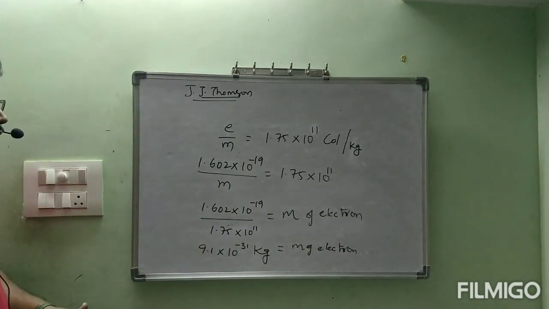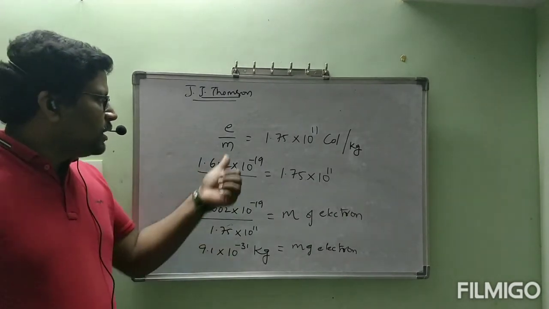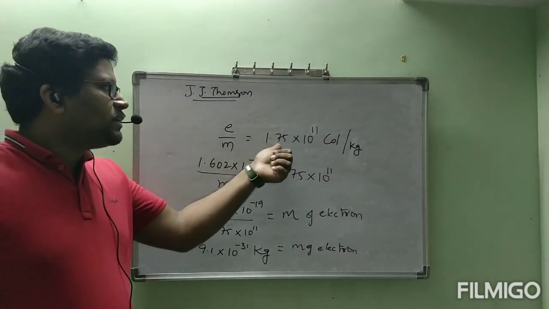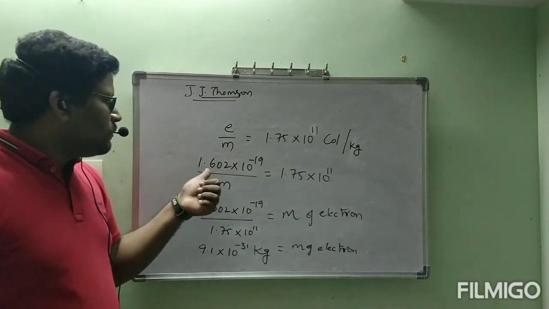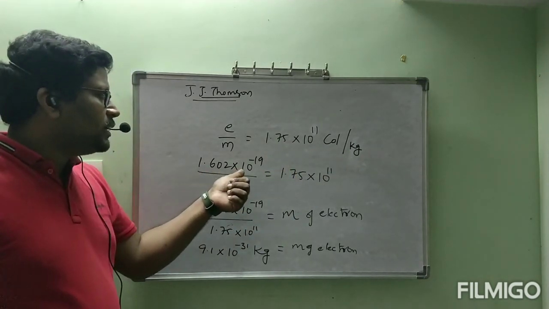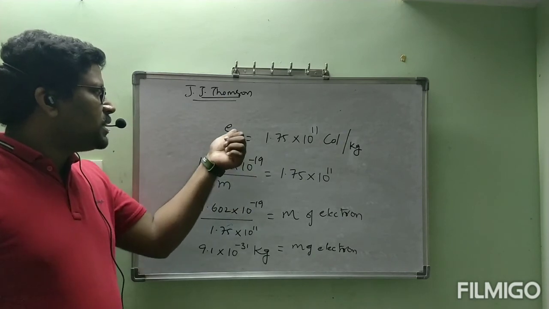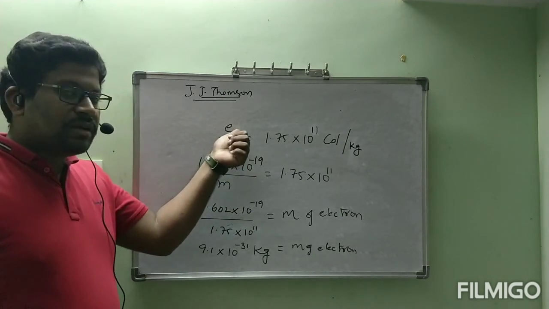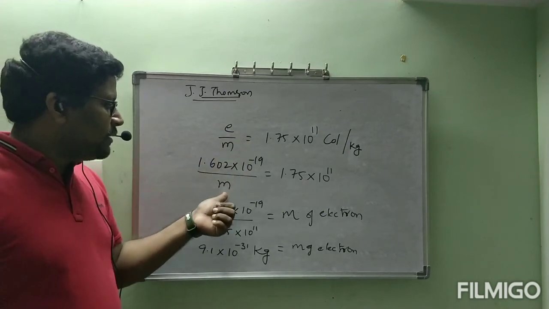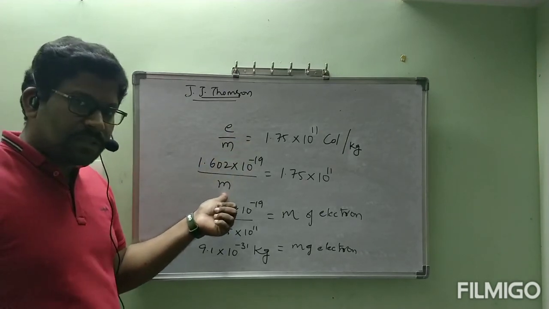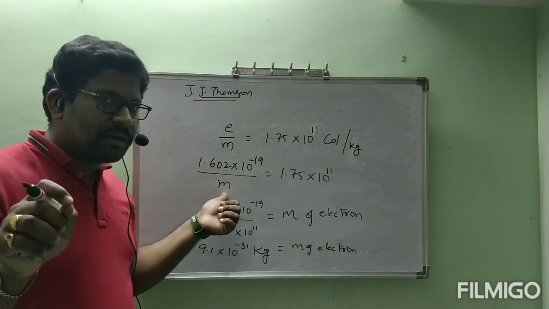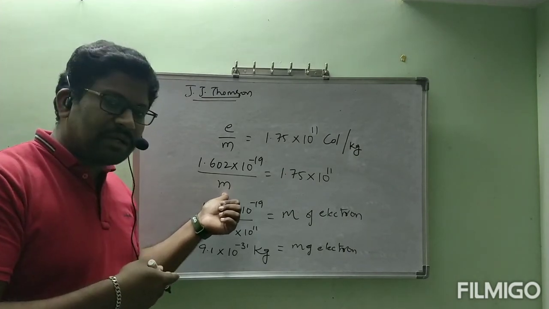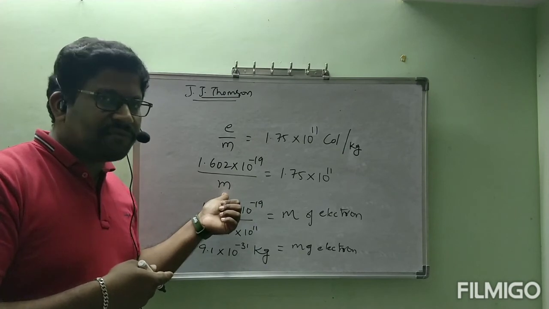Mass of electron. Observe this calculation. The e/m ratio is equal to 1.75 into 10 power 11 coulombs per kilogram. 1.60 into 10 power minus 19 coulombs is the charge of electron, divided by m. The mass of electron is not possible to find directly because it is a very small particle. By using this mathematical calculation only, we can find the mass of electron.